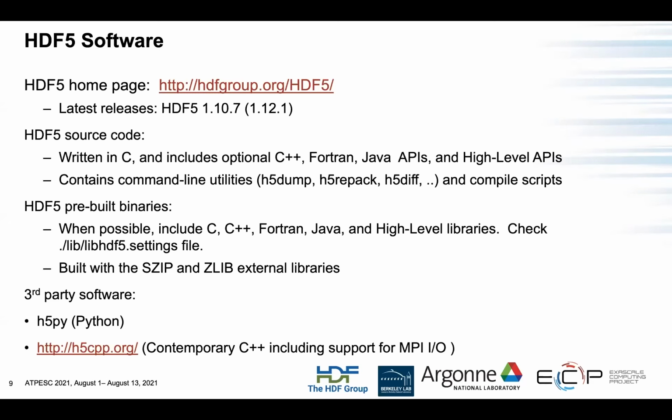If you want to compare two HDF5 files, you can use h5diff, and we have lots of compile scripts to use those. We also provide pre-built binaries, and we try to include the C, C++, Fortran, Java, and high-level libraries in those builds. And we also include the szip and zlib external libraries in those builds.